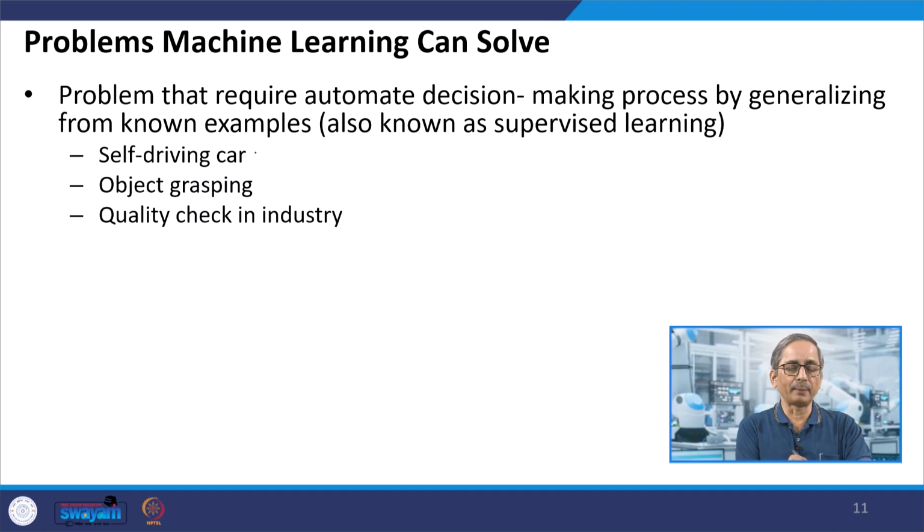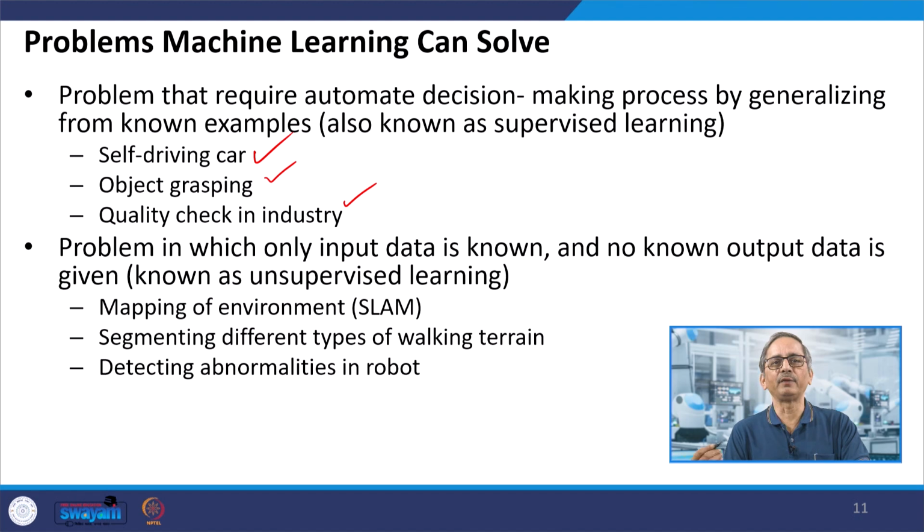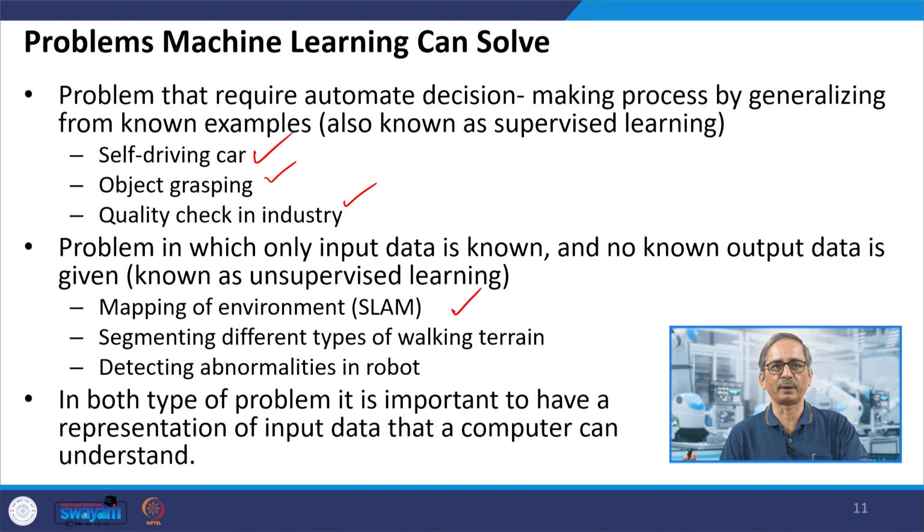So, for example, self driving car, object grasping or quality check in industry. And the problem in which only input data is known, and we do not have any known output data, that is what we call unsupervised learning. This is used for, say, mapping of the environment, SLAM, then segmenting different types of walking terrain. If your robot is a walking robot moving in a terrain, what types of different terrains are there? Then detecting abnormalities in the robot, for that purpose we can use it.